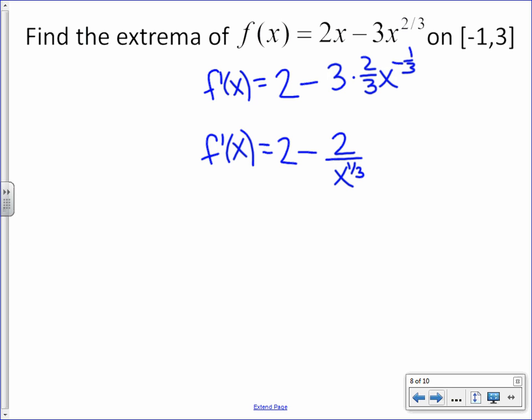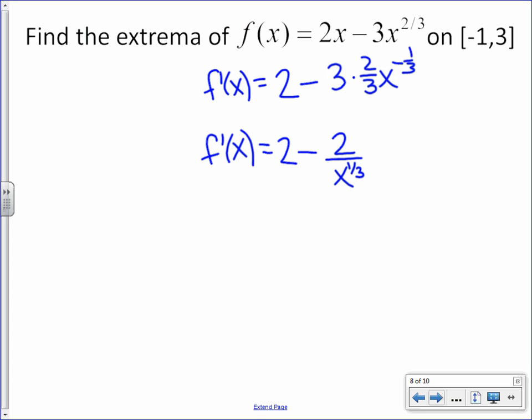Now, before, I did not make you simplify your derivative. We have reached a point in calculus where it is important to simplify our derivative. Why? We need to look at where this is 0 as well as undefined. So it is going to be helpful to us if we can write this as one fraction. Okay? Not a problem.